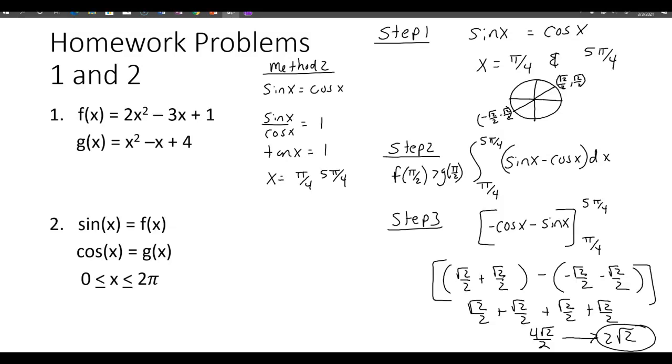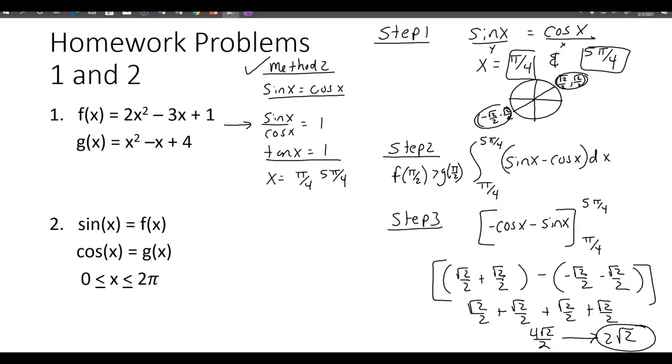Step 1, set sine equal to cosine. What that means is we're looking where on the unit circle the y coordinate equals the x coordinate. That would be here and here, which is pi over 4 and 5 pi over 4. Those are your solutions. Now over here I put an alternate method. You start with your equation and divide both sides by cosine, which gives you a new equation with just tangent. You look at your unit circle to know where tangent equals 1, and that's also at pi over 4 and 5 pi over 4.